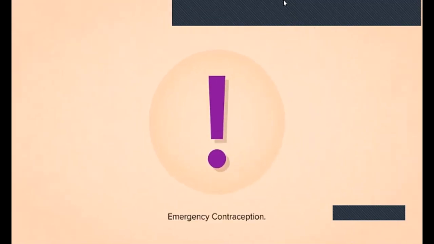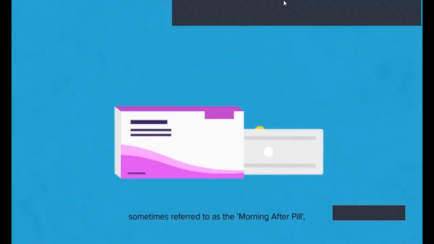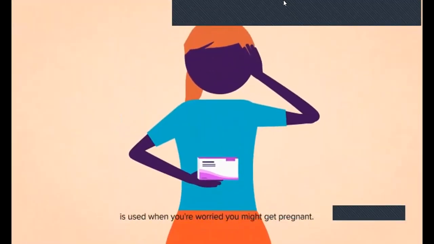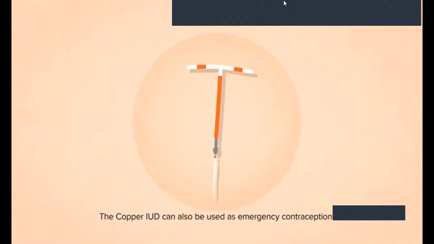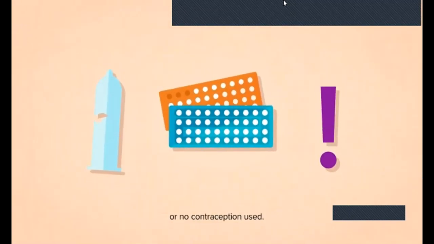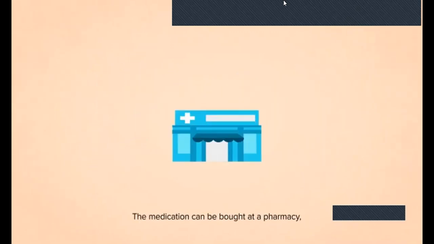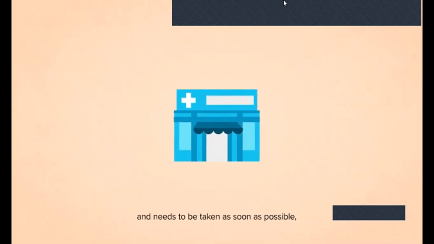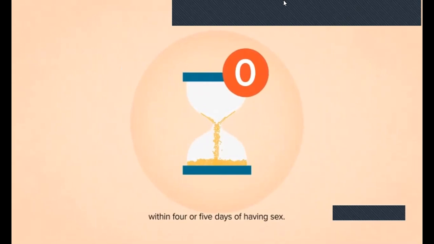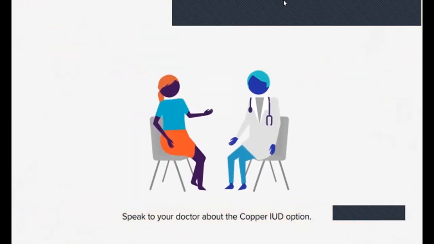Emergency contraception. Emergency contraception, sometimes referred to as the morning after pill, is used when you're worried you might get pregnant. The copper IUD can also be used as emergency contraception. You might get pregnant if there is a broken condom, missed or late pills, or no contraception used. Speak to your pharmacist, doctor, or nurse about options if you find yourself in this situation. The medication can be bought at a pharmacy and needs to be taken as soon as possible if it is to work, that is, within 4 or 5 days of having sex. Speak to your doctor about the copper IUD option.